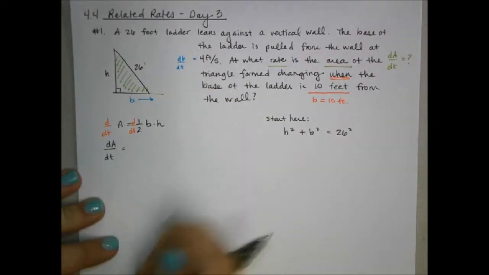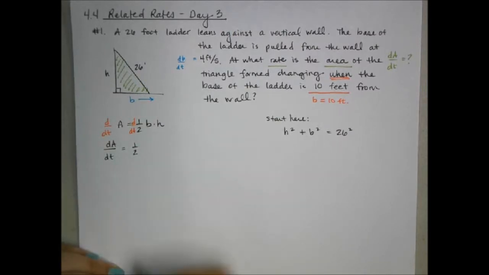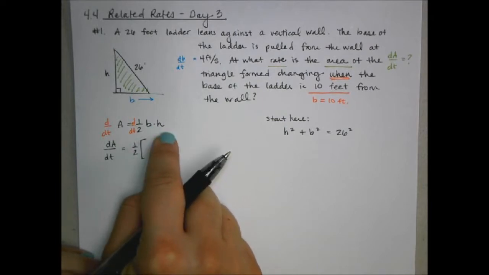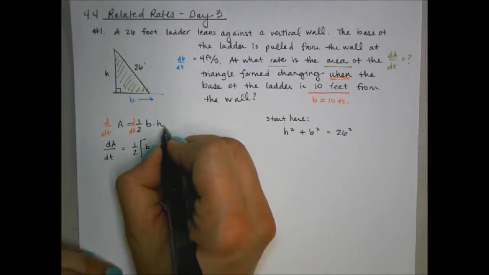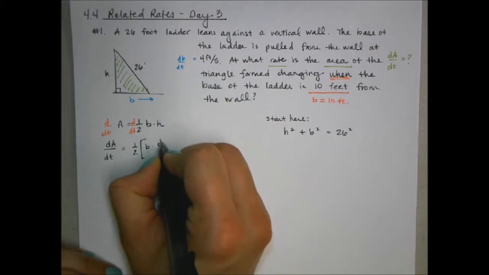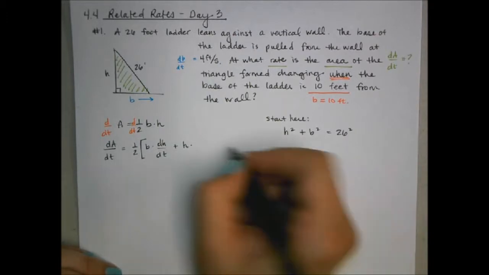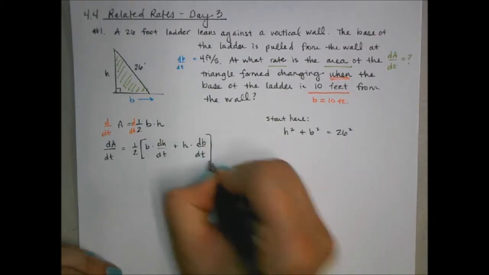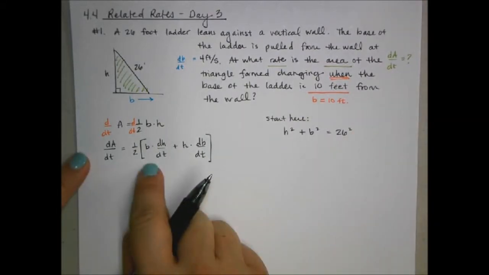We'll keep that 1/2 as a coefficient, and we'll go ahead and do our product rule here with b times h. So first times the derivative of the second, so that would be dH/dt, plus second times the derivative of the first, dB/dt. So you see we've got dA/dt is the true unknown we're solving for, which means we have to know the remaining values.